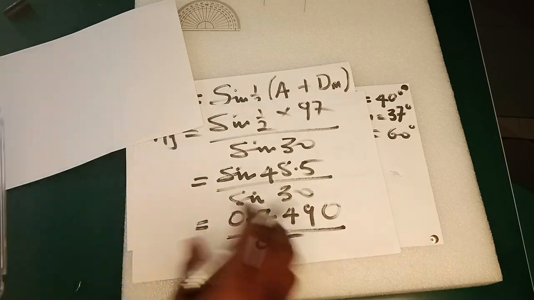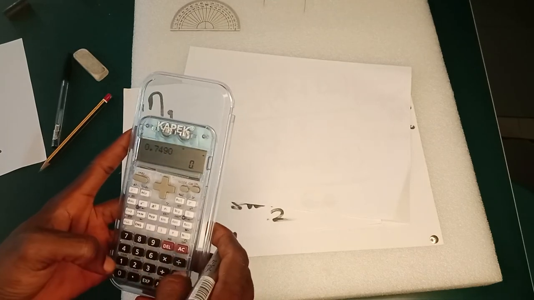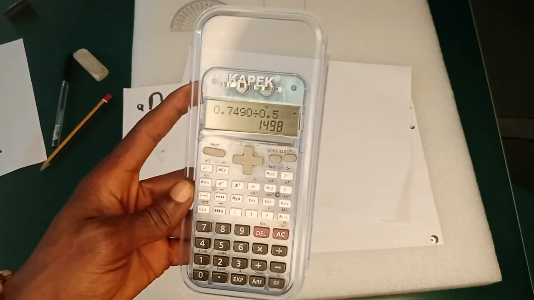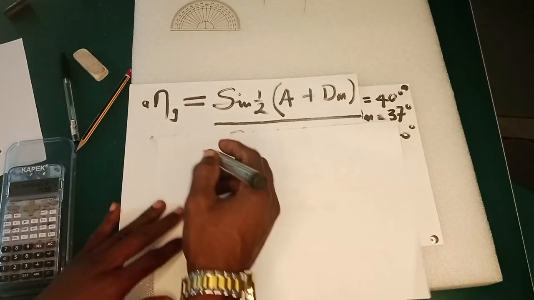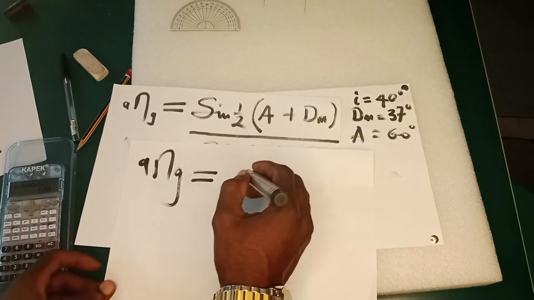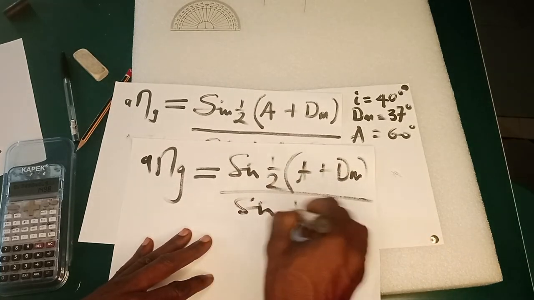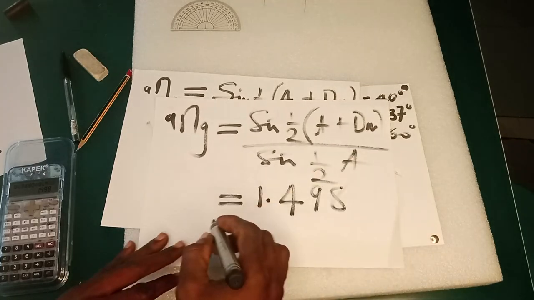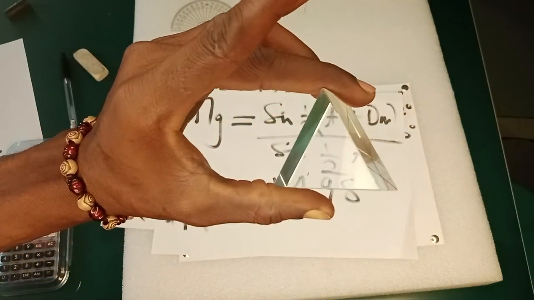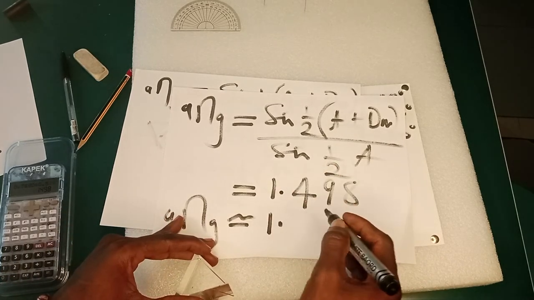If you do that correctly, we have 0.7490 divided by 0.5. What an accurate result. We have 1.498. So we have n equals sine of one over two times (A plus D_M) divided by sine of one over two A, and that gave us 1.498. So the refractive index of this glass, approximately to 1 decimal place, is 1. We'll round it up, 1.5 precisely.